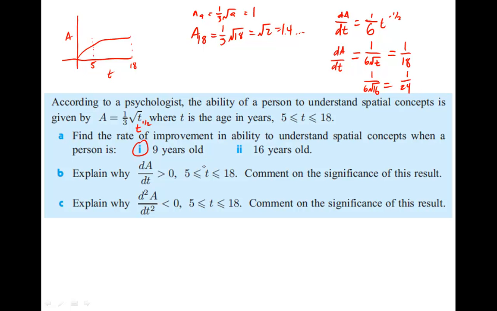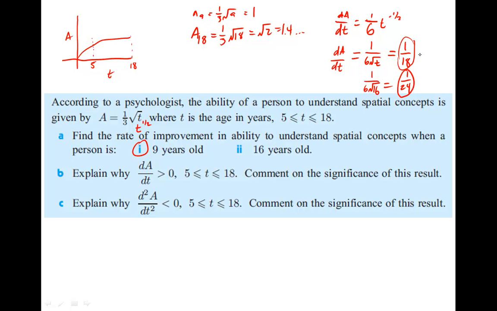So what do you see now that we're thinking about it? What do you see about the rate of increase? Okay, we know that they are getting better at spatial relationships as they get older. That's understood. But what do you see about the rate? Well, we started off with a rate of 1/18, and now we've got a rate of 1/24. This is a smaller number. So even though the understanding is increasing, the rate of increase of that understanding is actually slowing down.